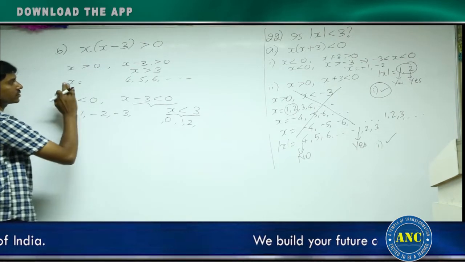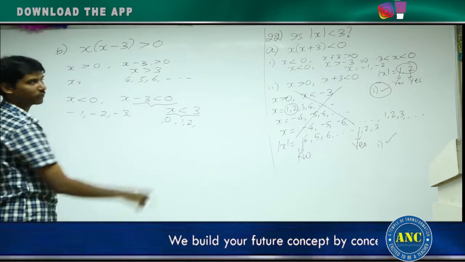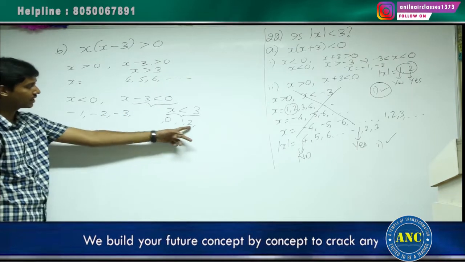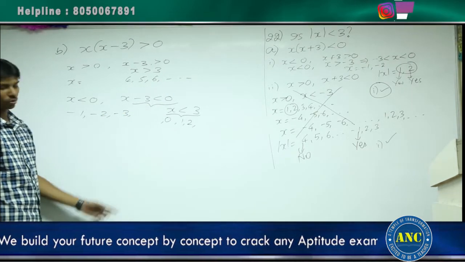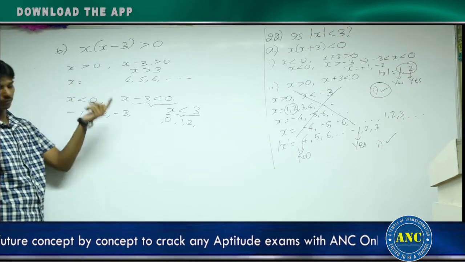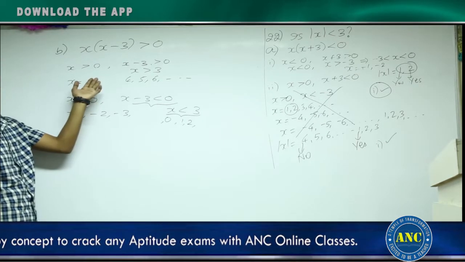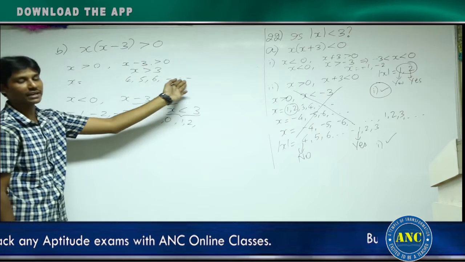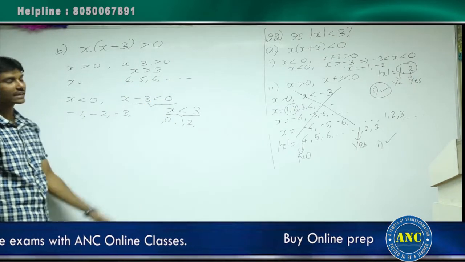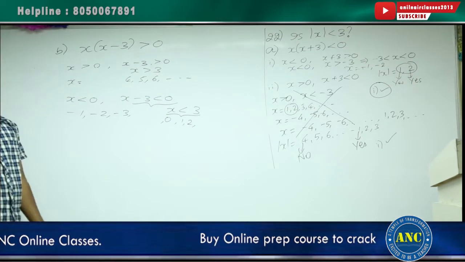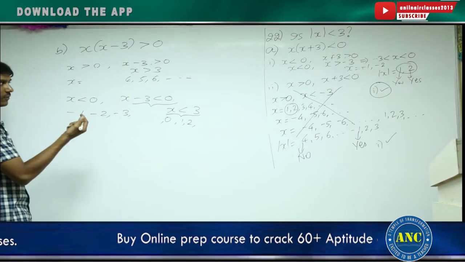So you can directly ignore these things. Here you are getting 4, 5, 6. Here you are getting 0, 1, 2. Is it present here? No. These are all negative values. Is it present here? The values which you are getting here, are they greater than 3 or less than 3? They are greater than 3. Question yourself.